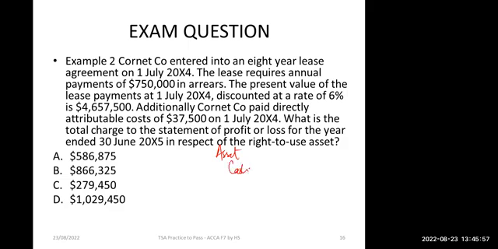Cash credit and lease obligation credit. 4657. 4657. Cash will be credited with the 37500. Asset will be debited with 4 469 5.